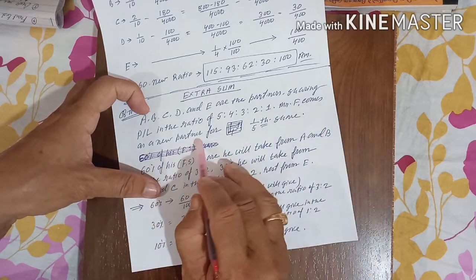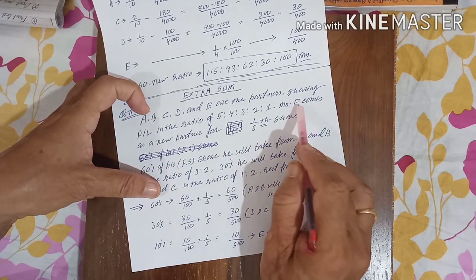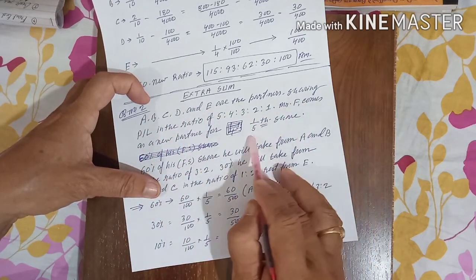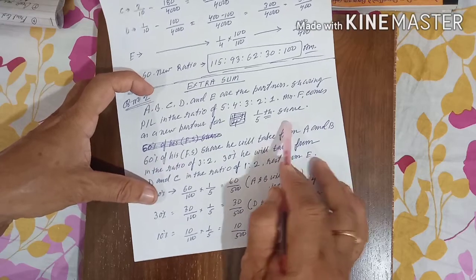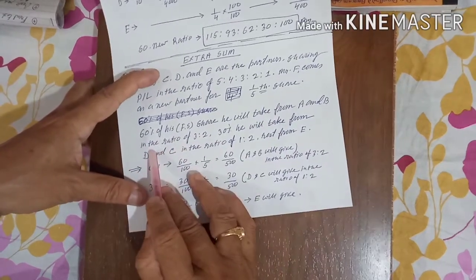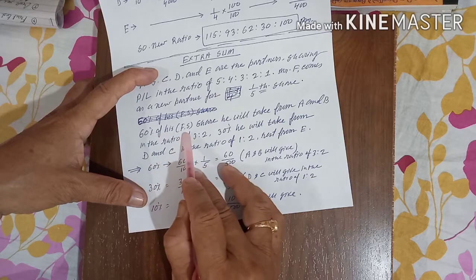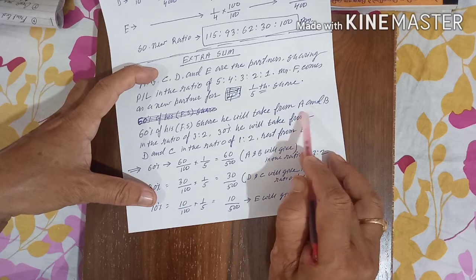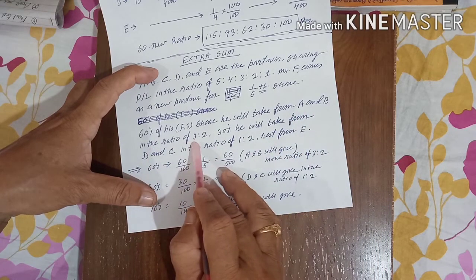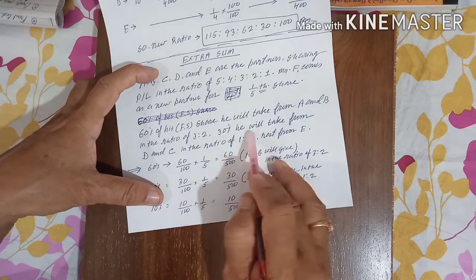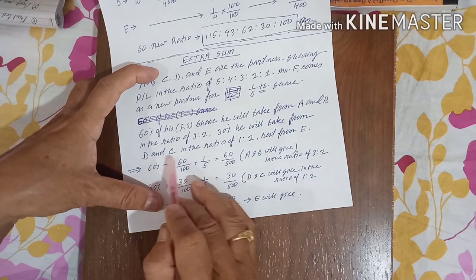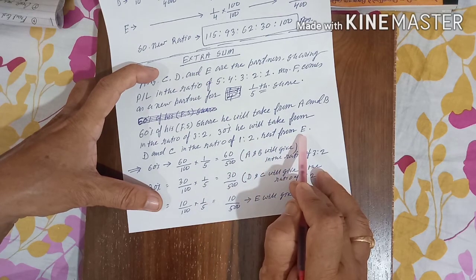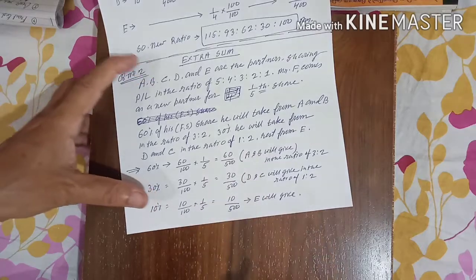Mr. F comes as a new partner for 1/5 share. Mr. F is the sixth person. 1, 2, 3, 4, 5. The sixth person. And he will take 1/5 share. But in which way will he take it? It is said that 60% of his share, whose share? Mr. F's. He will take from Mr. A and B in the ratio of 3:2. 30% he will take from D and C in the ratio of 1:2. Rest from Mr. E.